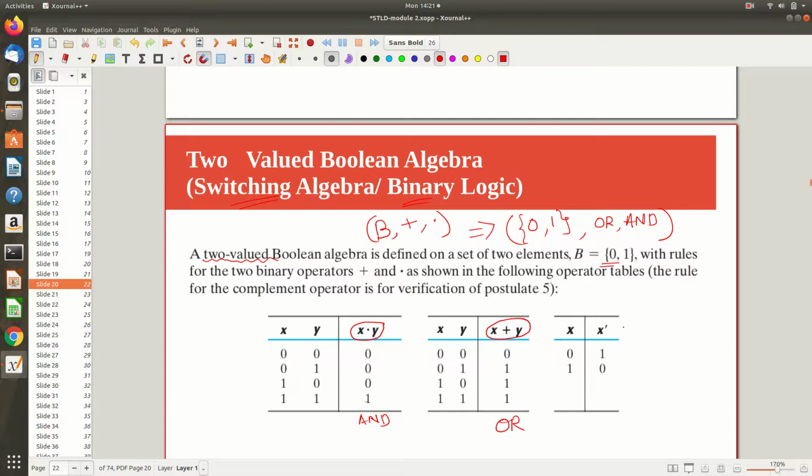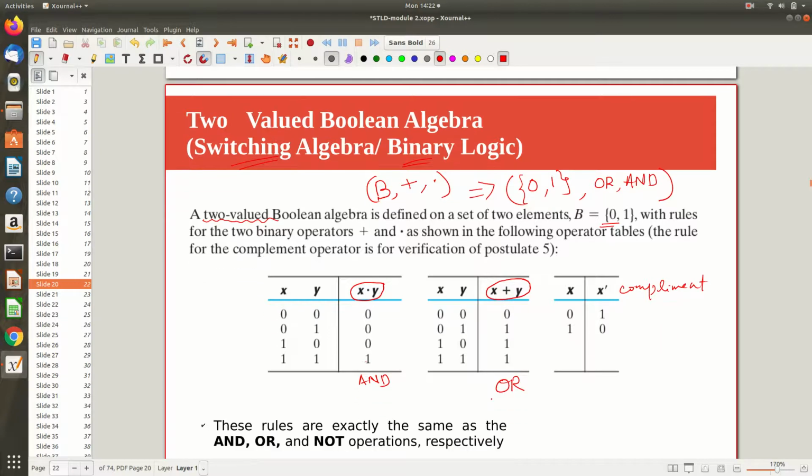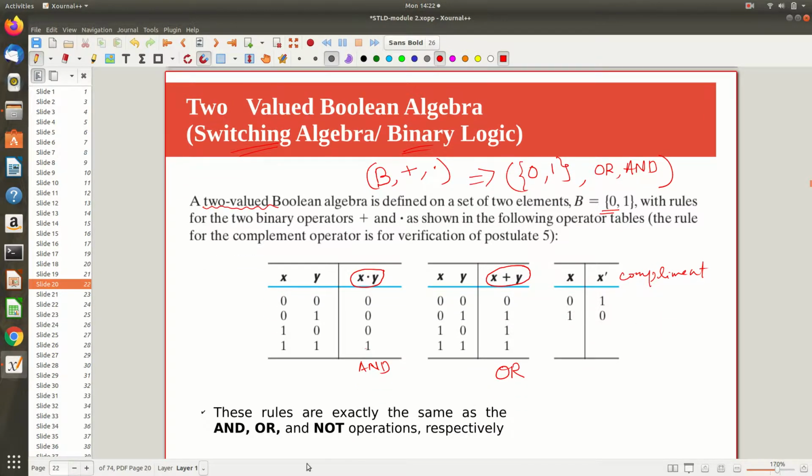So this is the complement operation. The same thing you know from module 1 of logic system design as well as from propositional logic, right? So all those things are clear to you. You can see that the rules are exactly the same as AND, OR, and this complement is nothing but the NOT operation respectively.